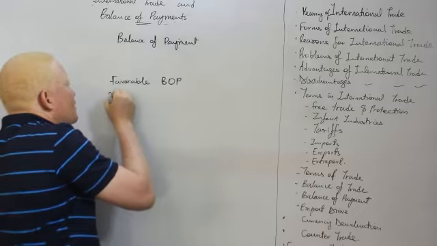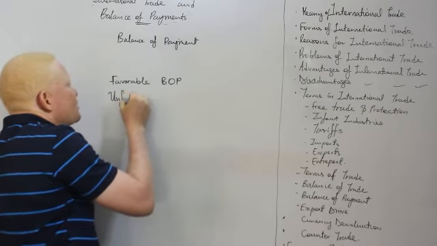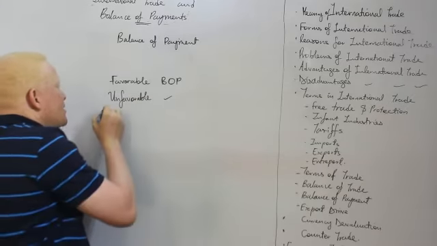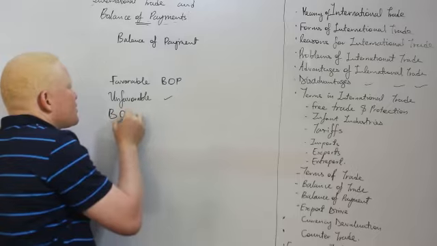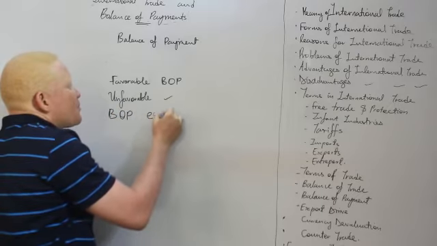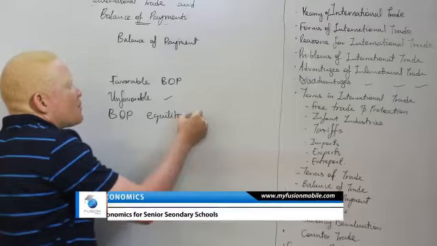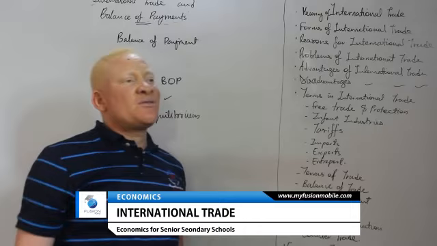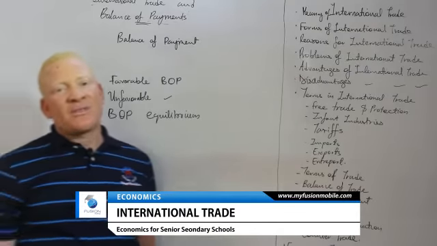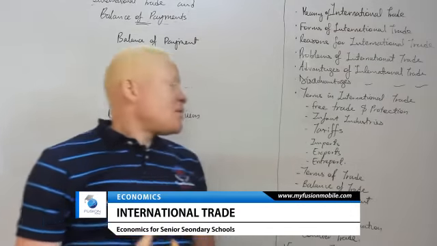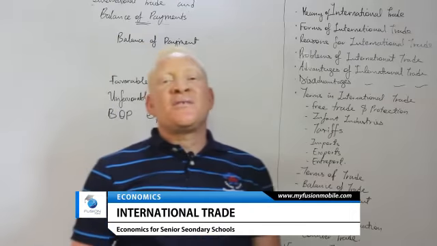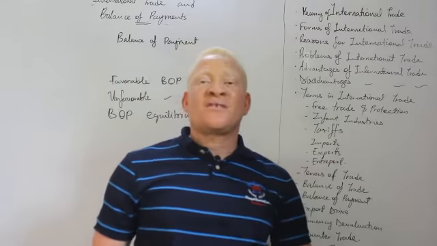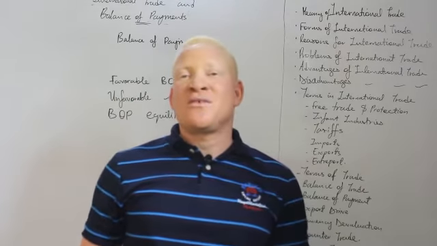There is the unfavorable balance of payments. And there's balance of payment equilibrium. The favorable balance, BOP, that's balance of payment, is also called what? Balance of payment surplus. It is a situation where the receipt from a country's export is greater than the expenditure on a country's import. You call that what? Balance of payment surplus, or a favorable balance of payment.